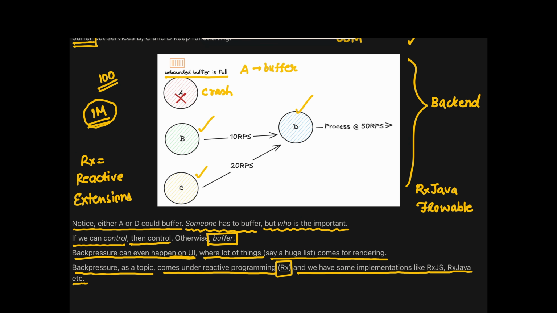So in this video, we discussed what back pressure is, and how this idea is borrowed from fluid dynamics. We took some examples, some scenarios like dropping, buffering, crashing, unbounded buffers. And then we took a look at the solutions that are available in reactive extensions.